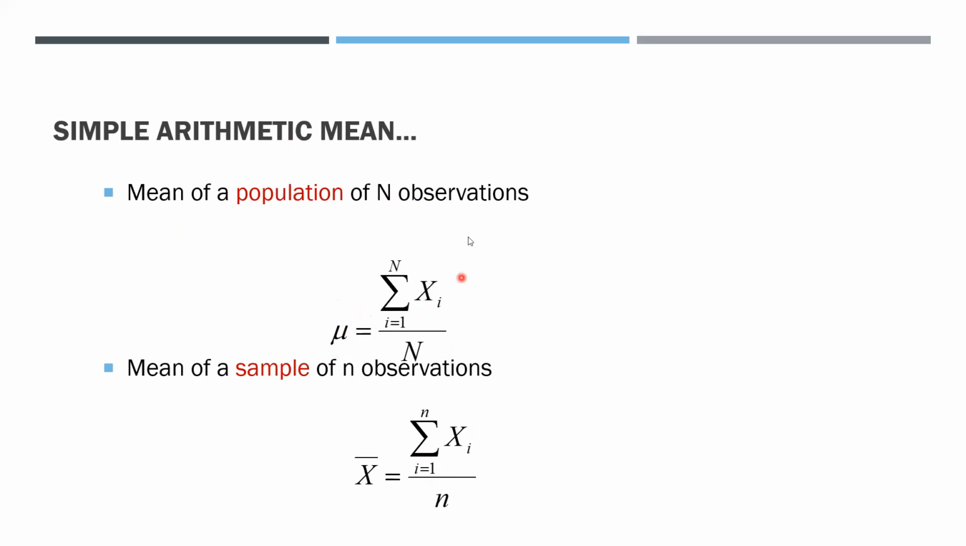If this is the population, then this is the population mean. In statistics, we use mu to denote the population mean, right? And here, this is how you can calculate the population mean. And similarly, if your variable is x, then the sample mean can be denoted as x bar.